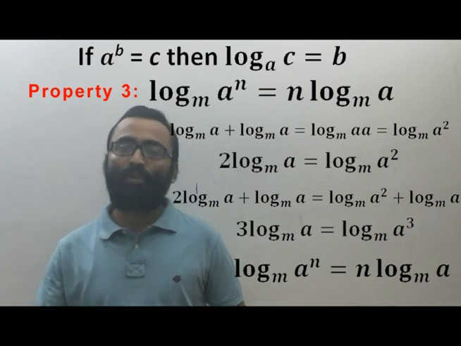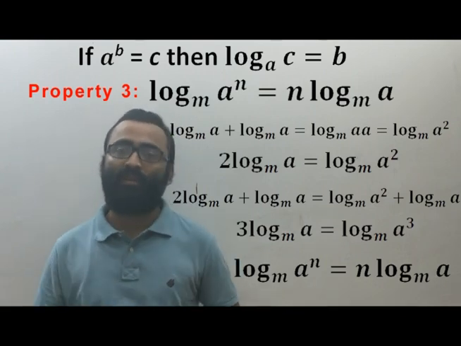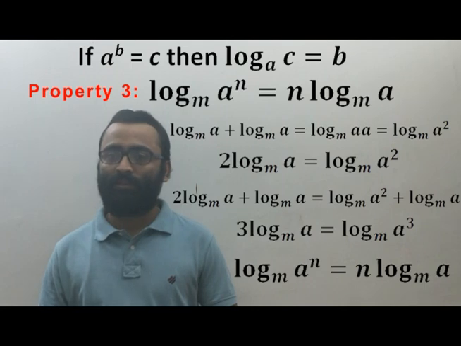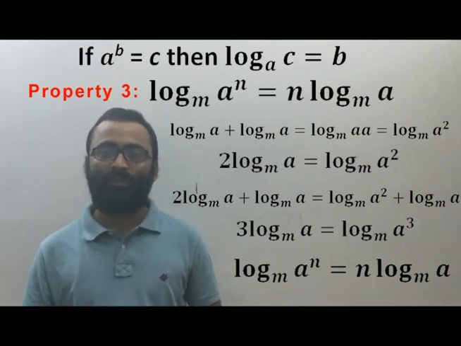So if there is a power on a, the power comes to the front. Right? So this is the third property.